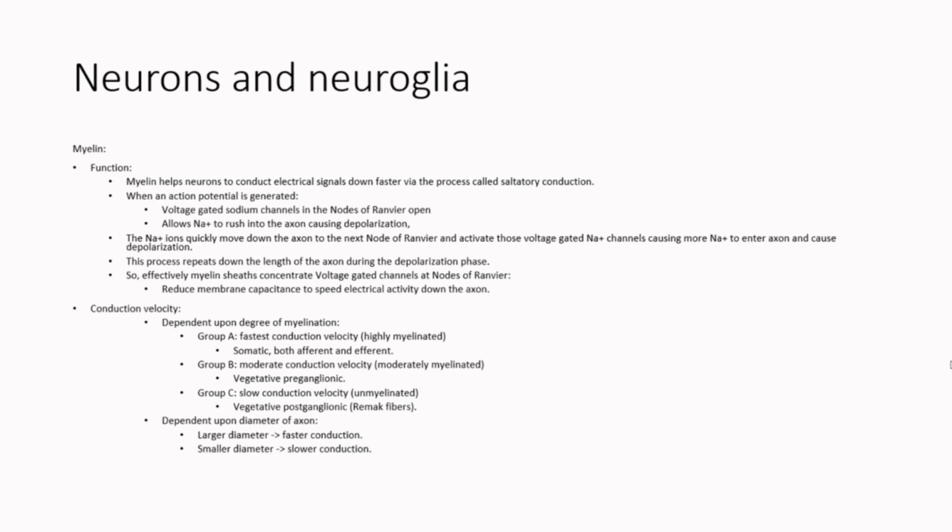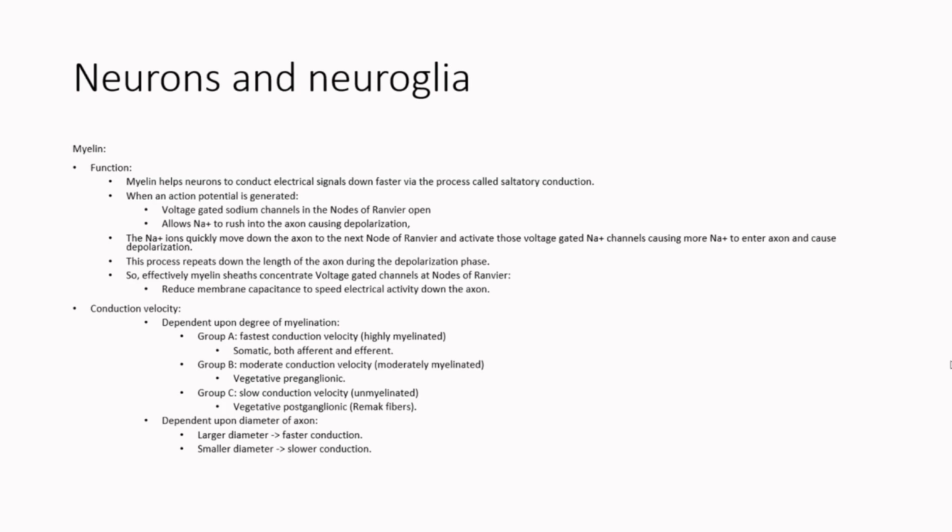This depolarizing wave will go to the third node of Ranvier, and so on and so forth, compared to continuous conduction, where we don't have any nodes of Ranvier because we don't have any myelination, and therefore we will have slower conduction. So I want you to see saltatory conduction as the depolarizing wave jumping from the first node of Ranvier to the second, then to the third. In that way it goes faster compared to continuous conduction.